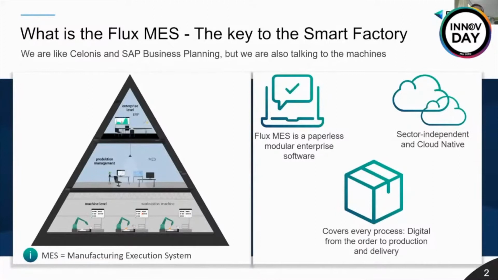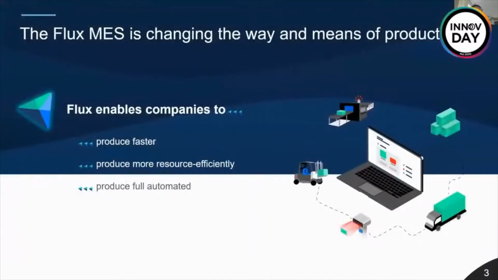I will tell you. We are like the loaners in SAP Business Planning, but we're also talking to the machines. It's a paperless modular software which covers every process in your company, and it's digital from the order to production and delivery. FLUX MAS is changing the way and means of production. FLUX MAS enables companies to produce faster, more resource efficiently, and fully automated.